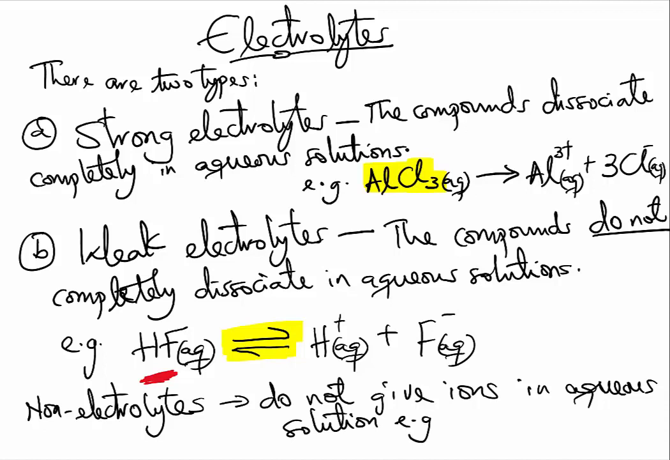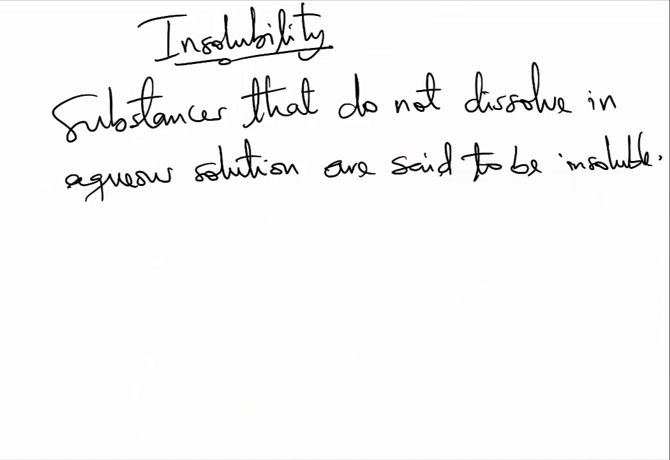An example again is the gasoline you put in your car, or the glucose solution that we mentioned earlier. Substances that refuse to dissolve in aqueous solutions are said to be insoluble, and we can predict whether a compound will be soluble or not using what is called the solubility rules.